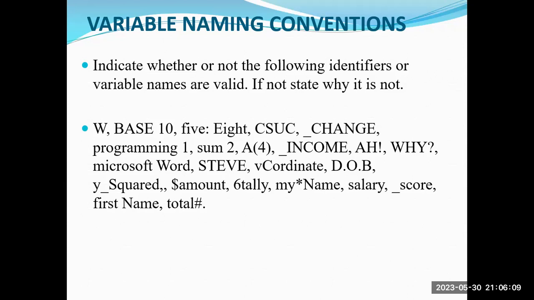Okay, so the W is invalid. Okay, why? Because it's not appropriate.